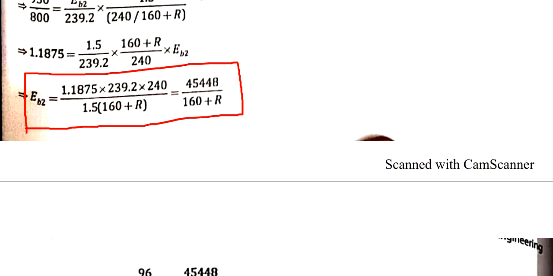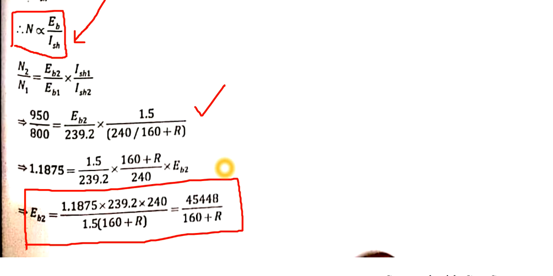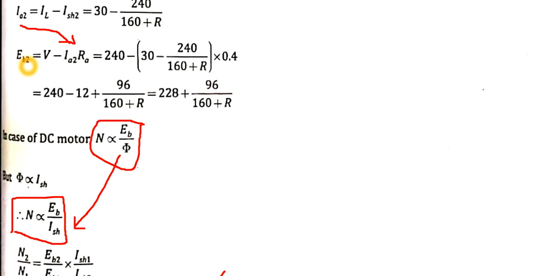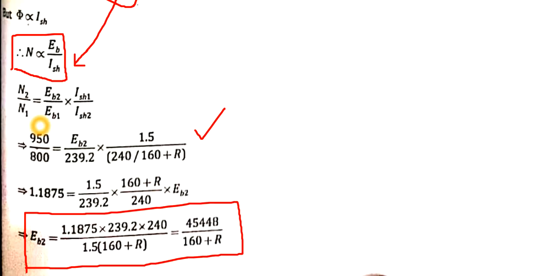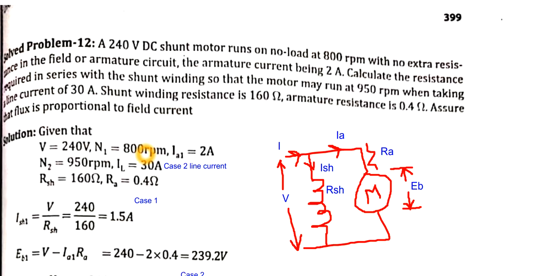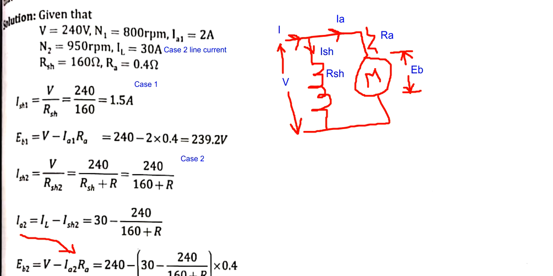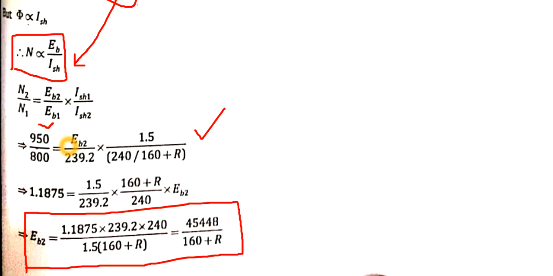Okay, and this is because EB2 is in terms of R. So when you substitute all the speeds, that is N2 is 950 rpm, N1 is 800 rpm, all those things are given here, right? And EB2 is unknown, so from this we will get a relationship between EB2 and R.